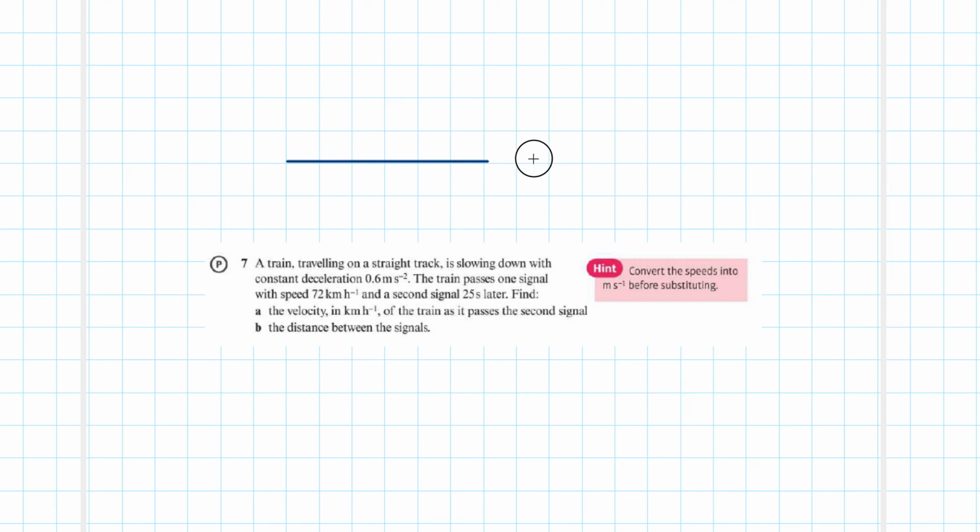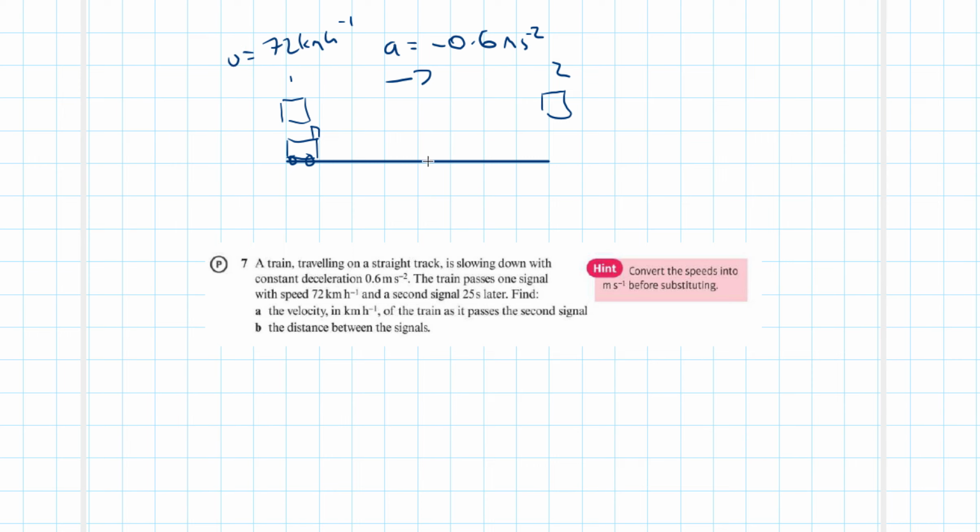So for this question, we're going to set up our situation. We assume it's travelling to the right. This is signal 1, and this is signal 2, and this is our train travelling along. The acceleration is decelerating at minus 0.6 meters per second squared. The velocity at this point is 72 kilometers per hour, and the time taken between 1 and 2 is 25 seconds.